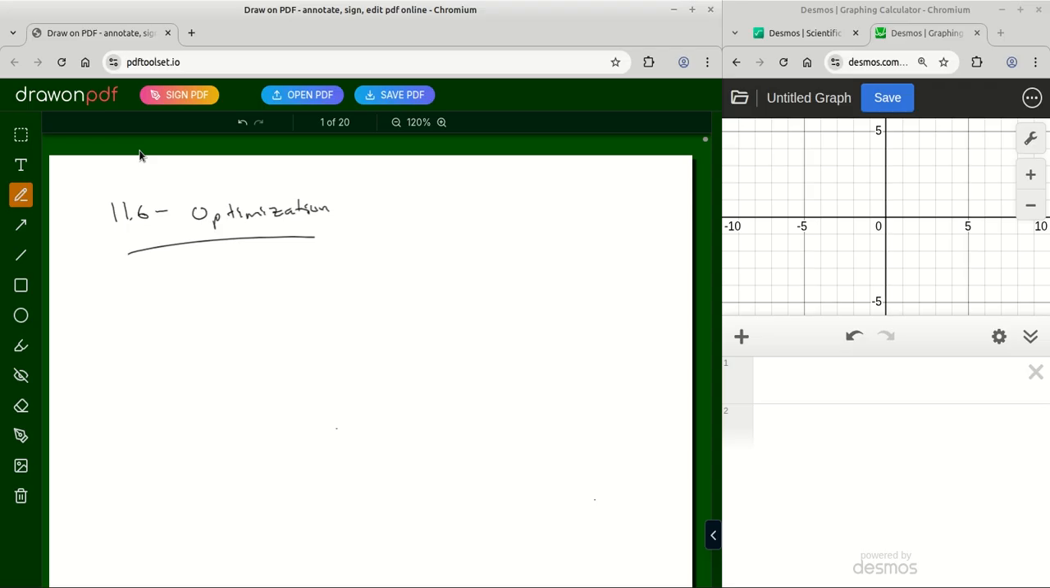We're doing optimization, so we're optimizing different functions. This is going to be super fun. I really like some of these applications. It's really cool. And then there's one at the end that I hate. But anyways, the rest are great.